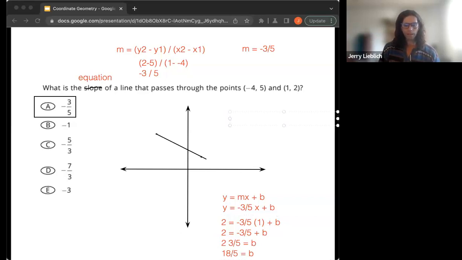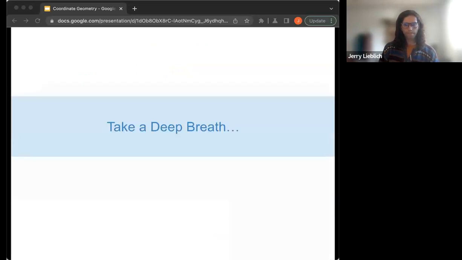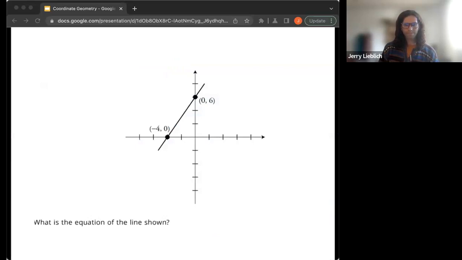So keep in mind, you can always plug points into the equation. It's going to become helpful as we keep going. Maybe right here. So try this out. Send me your answer when you have it.